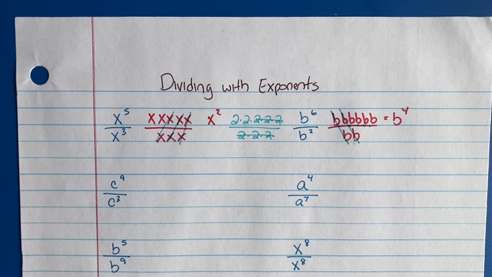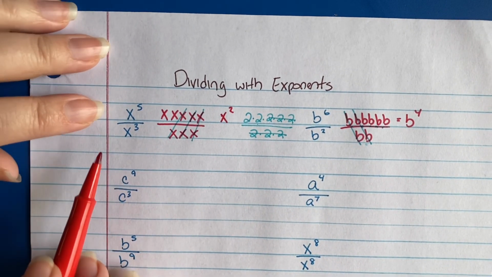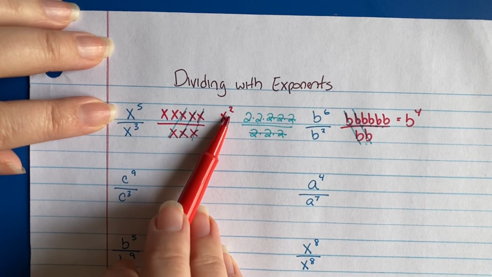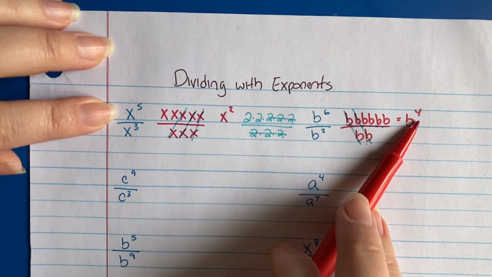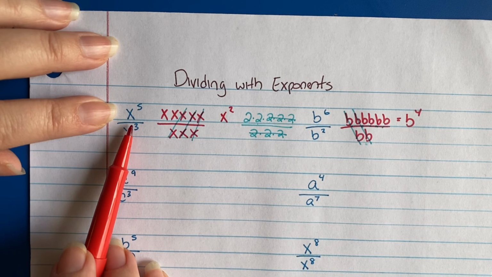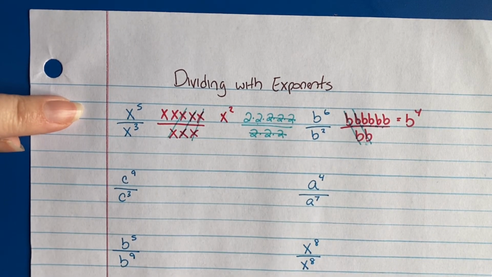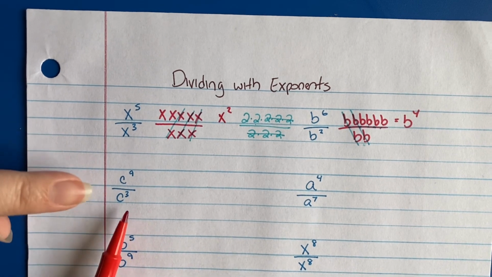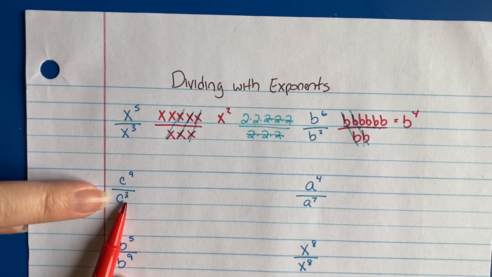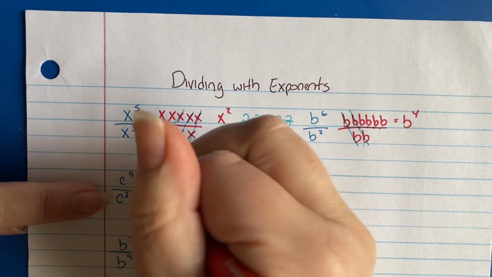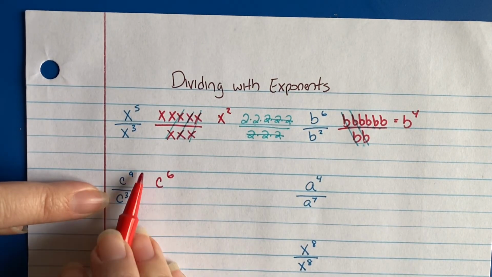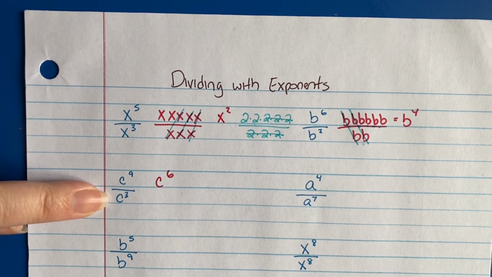And you may have noticed, hey, there's a little bit of a pattern here. If I do 5 minus 3, I get 2. If I do 6 minus 2, I get 4. Is there a trick way, like with multiplying with exponents, where I don't have to expand everything out? And the answer is yes. For instance, here, c to the ninth power over c to the third power would just be c to the sixth power. 9 minus 3. That would get me c to the sixth.